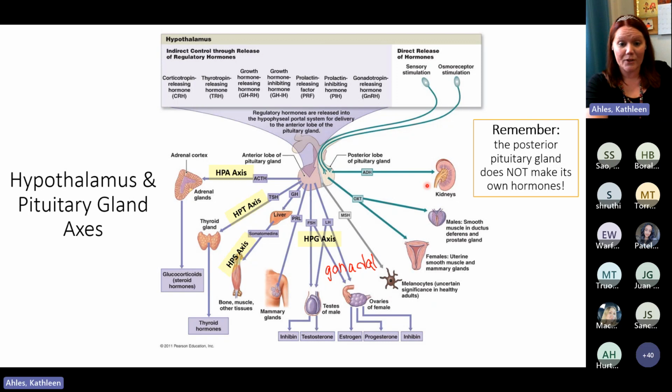So we've chatted through our axes. Remember, all of those rely on hormones from the front half of the pituitary gland. We've mentioned these two hormones from the posterior pituitary gland. Like I put in a box for you, make sure we remember that the back half does not make its own hormones. In a nutshell, this is almost all of the endocrine chapter on one page.